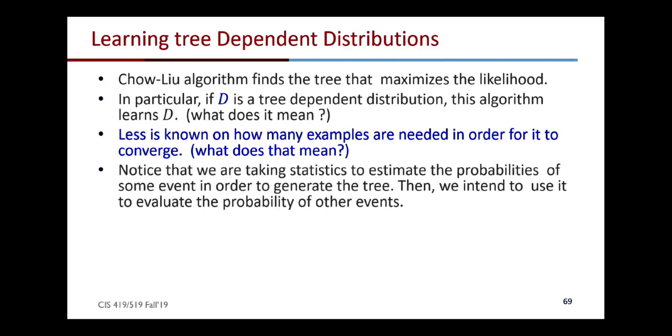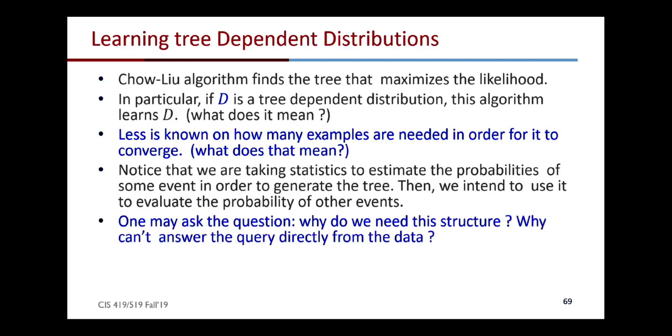And I want to kind of close the circle with the same comment that I had before. So notice that what we are doing here is we're taking statistics to estimate the probability of events so that we can generate the trees. Once we have a tree, we're going to use it to estimate the probabilities of other events. What we care about is evaluating the probability of other events, this last line there, but we are doing some intermediate calculation, sometimes difficult calculation, by inducing this model, which itself we do by estimating some probabilities. In this case, these conditional probabilities, and on the way to do this, we also computed the mutual information and so on.